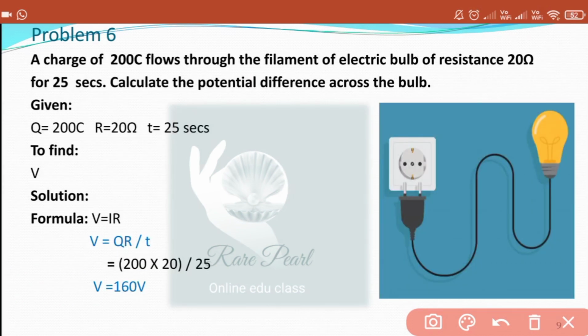Here is the last problem. A charge of 200 coulomb flows through the filament of an electric bulb of resistance 20 ohm for 25 seconds. Calculate the potential difference across the bulb. Here, total charge is 200 coulomb flowing through the filament of an electric bulb having resistance 20 ohm for a time duration of 25 seconds. We need to calculate the potential difference across the bulb.